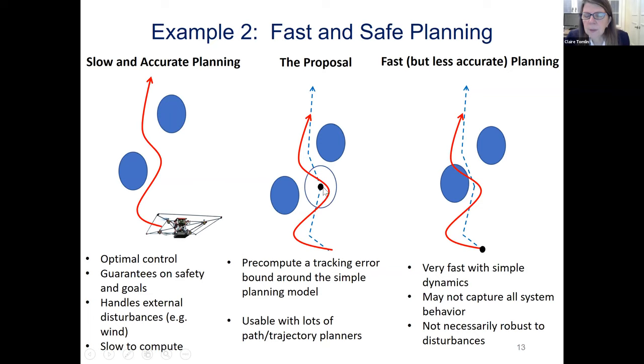And if you've pre-computed that, then you can just use that point mass and carry its tracking error bound around with you and do fast planning with it. So it's like a principled way of computing the kinds of buffers that people use in robotic motion planning anyway. And the cool thing is that you can use reachability to compute this tracking error bound ahead of time, and then you can use it with a variety of path or trajectory planners.